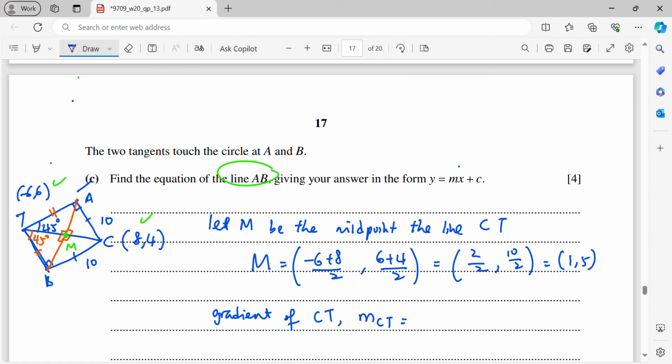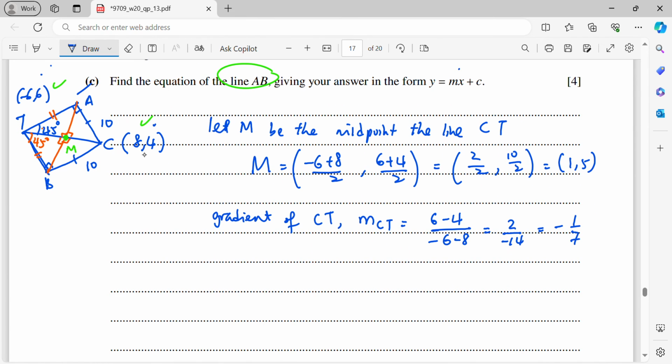The gradient of CT is the difference of the y divided by the difference of the x. So I will write 6 minus 4 over minus 6 minus 8. So this is 2 over minus 14, which is minus 1 over 7. Which means now line AB is perpendicular to line CT.